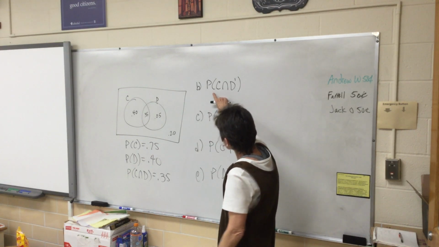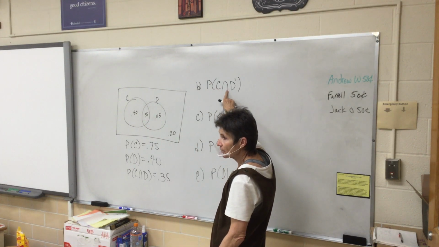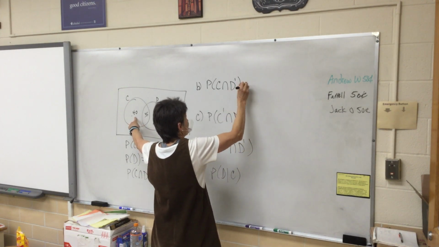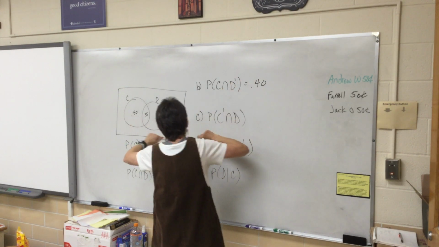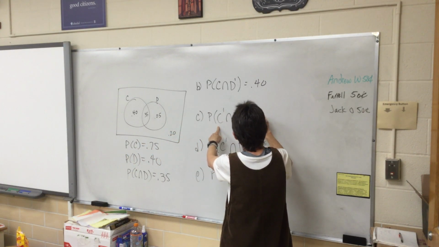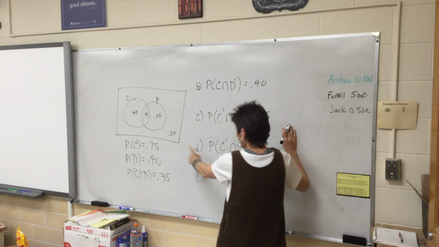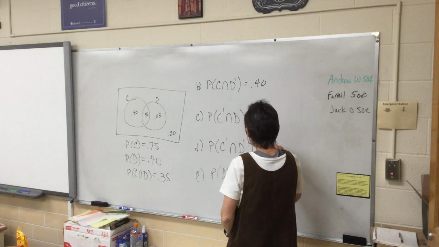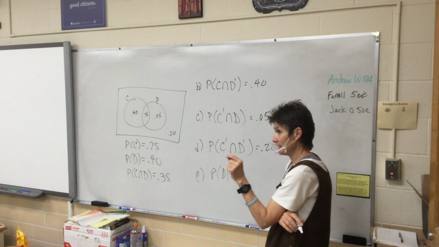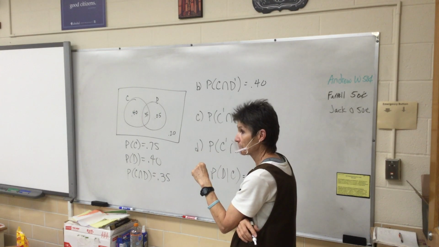This time let's have cookies and donuts. What's the probability I like cookies but not donuts? 0.40, yep, or 0.4. How about I like donuts but not cookies? 0.05. How about I don't like either one? 0.20.